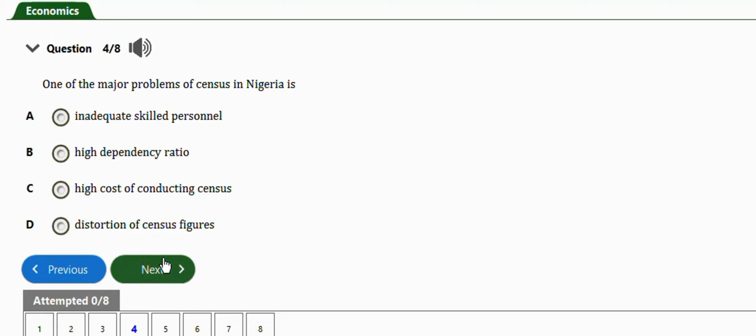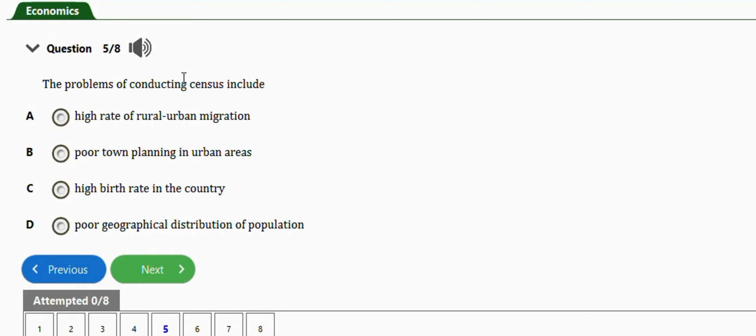Next question is this one. It says, the problems of conducting census include high rates of rural-urban migration, poor time planning in urban areas, high birth rate in the country, poor geographical distribution of population. Right answer is high rates of rural-urban migration. Okay, very important.